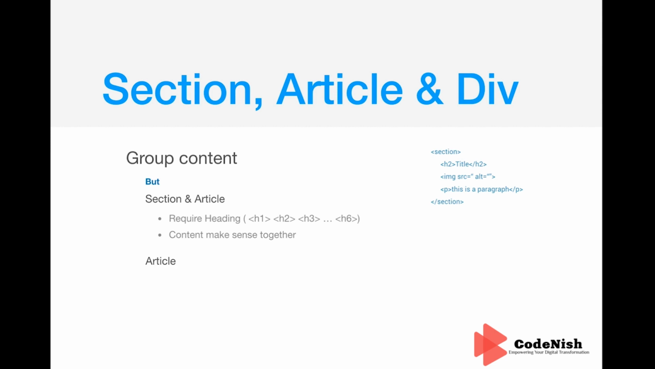And different than section, article has one more requirement, and it's simply that the content is standalone content. This means that whatever I put inside an article tag should make sense regardless of the rest of the content of the site or the site itself.